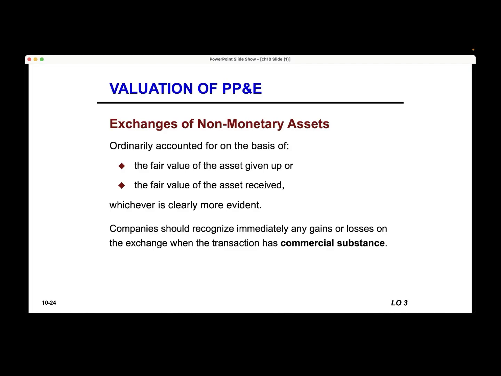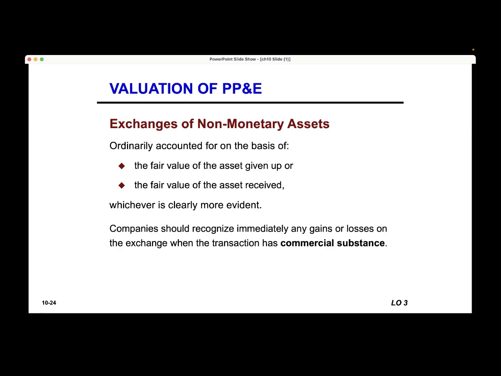Okay, and from this exchange, the company will either have a gain or incur a loss from the exchange. This is the key condition here. When the transaction has what's called commercial substance, the company should recognize immediately any gains or losses on the exchange. In simple terms, commercial substance means that the exchange is expected to change the future cash flow of the business in a significant way. So, if the exchange brings about a meaningful financial impact, then any gains or losses are accounted for right away.